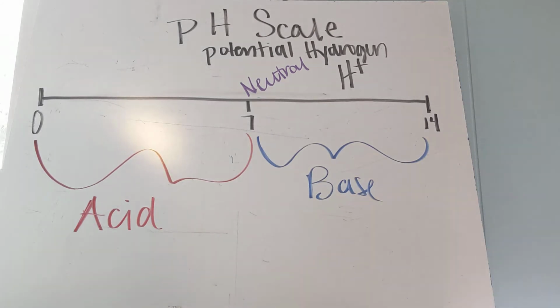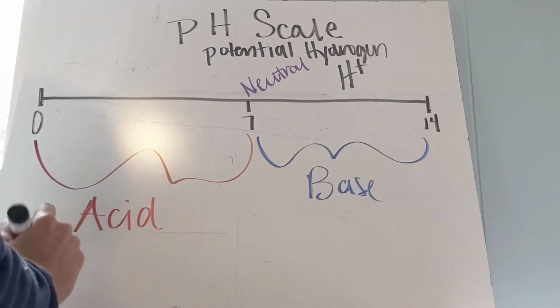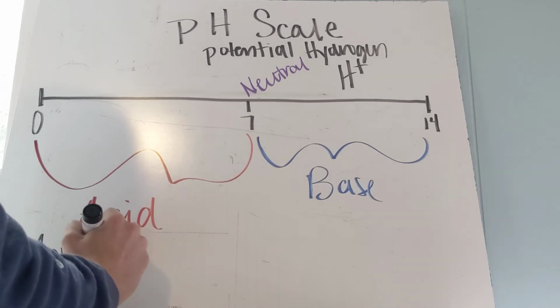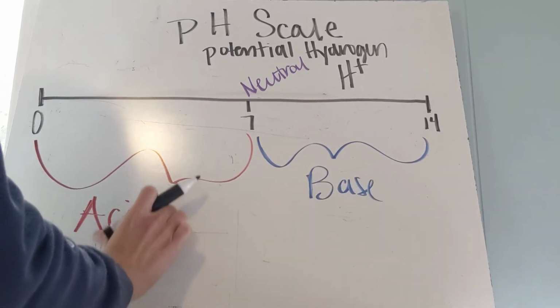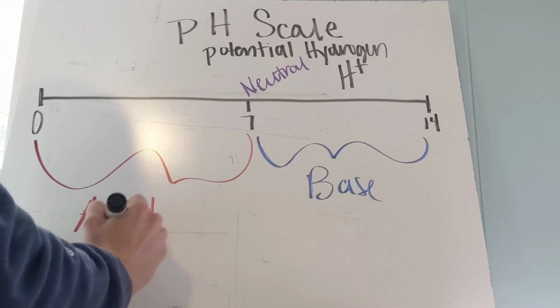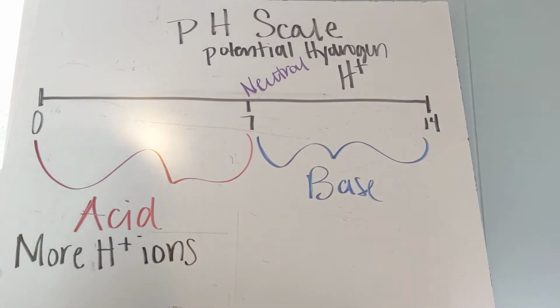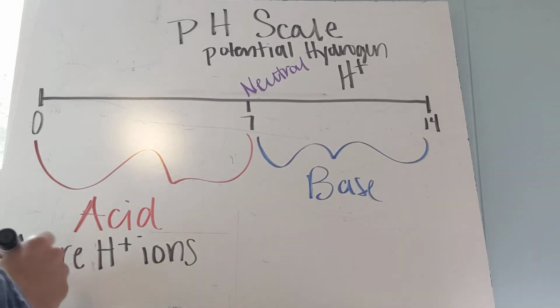Some other things that you need to know are that acids actually have more H+ ions. Remember back to the Arrhenius model, they have more H+ ions than OH- ions.